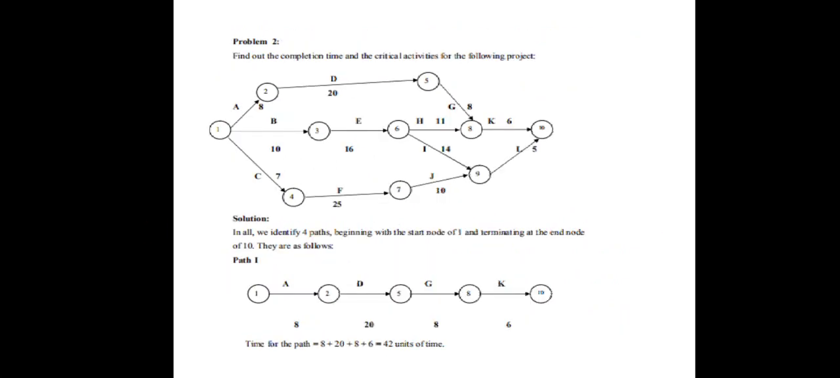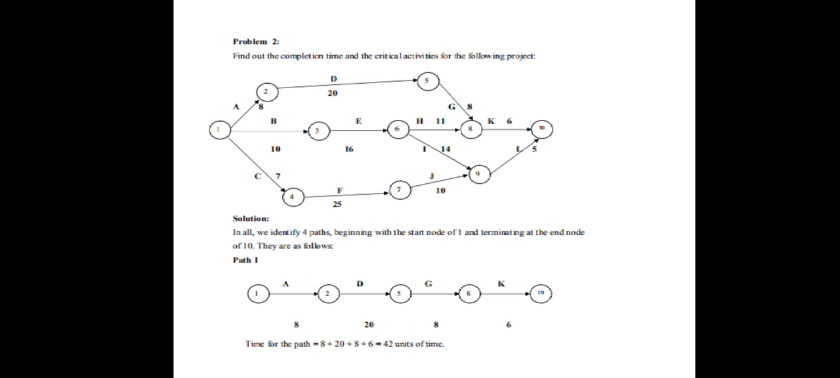So in this problem, instead of giving the activities, predecessors and duration in the form of a table, they have directly given us the network diagram, and we must find out the completion time and the critical activities for the following project. So for the following diagram, we have to identify the completion time as well as the critical activities. In order to find the completion time, first we have to find out how many paths there are in this diagram. So what is a path? It is starting from the start event to the end event.